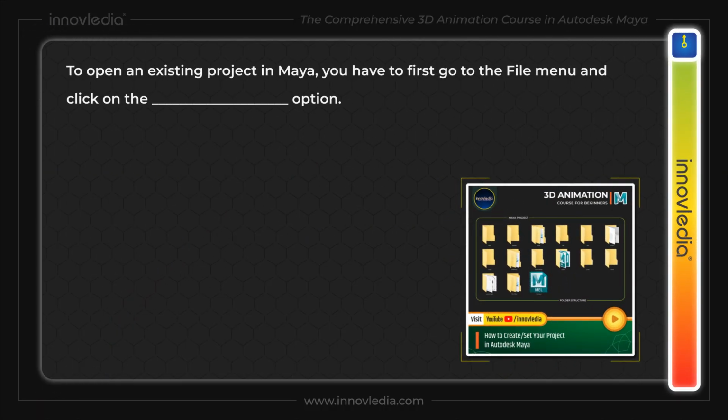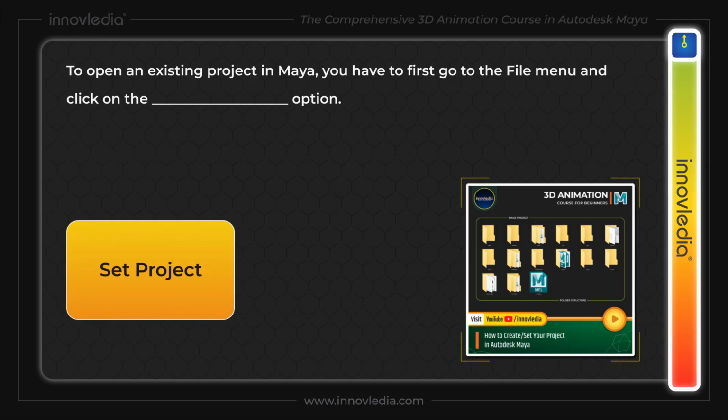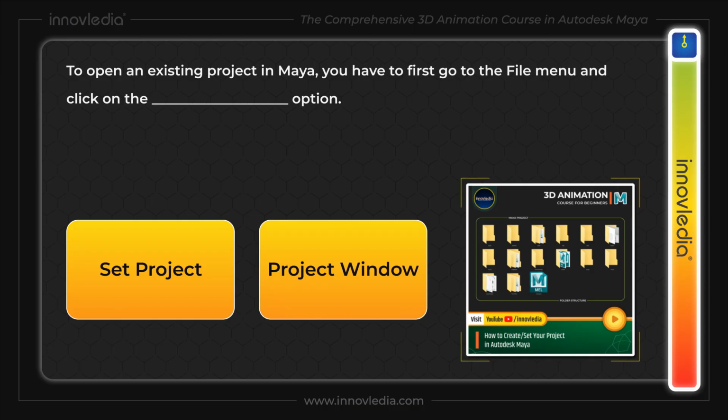To open an existing project in Maya, you have to first go to the File menu and click on the dash option. The options are Set Project, Project Window. Your time starts now. And the correct answer is Set Project.